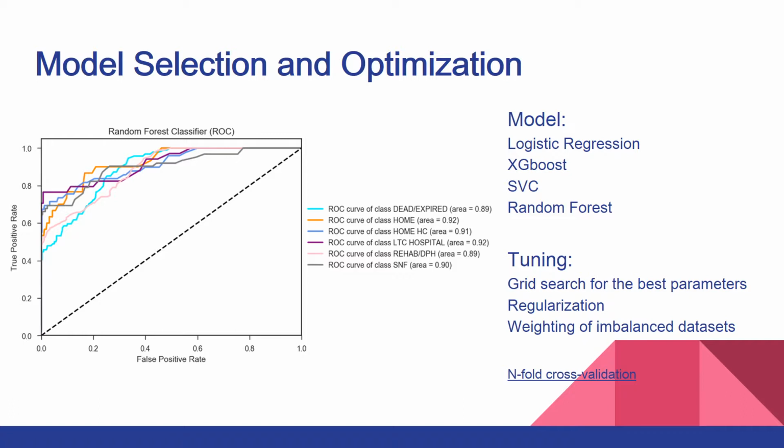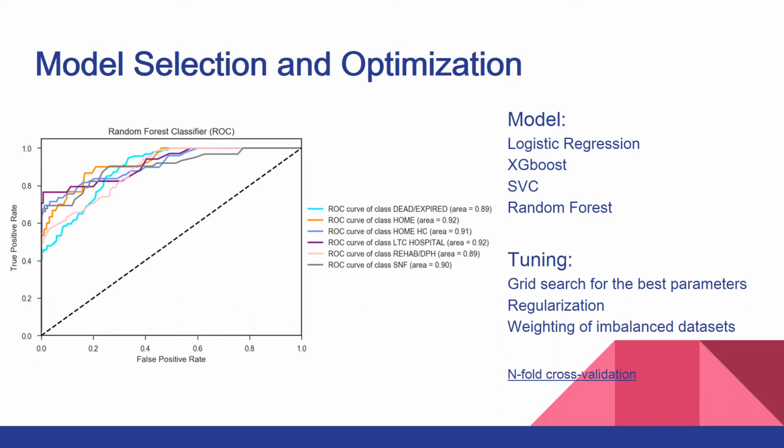We tried a lot of machine learning models. Out of all these models, SVC, or support vector classifier, trains the slowest and uses a lot of computational resources. XGBoost and random forest are quite similar, with random forest performing slightly better. Here are the ROC curves with random forest classifier. For most of the categories, the AUC is above 0.9, which is pretty good.